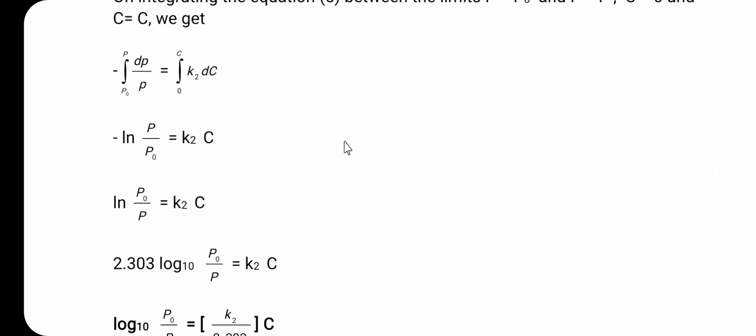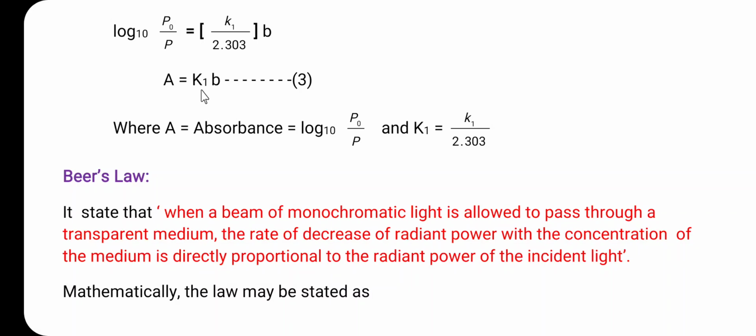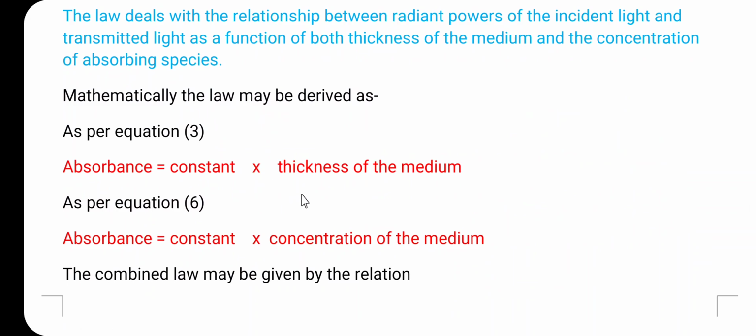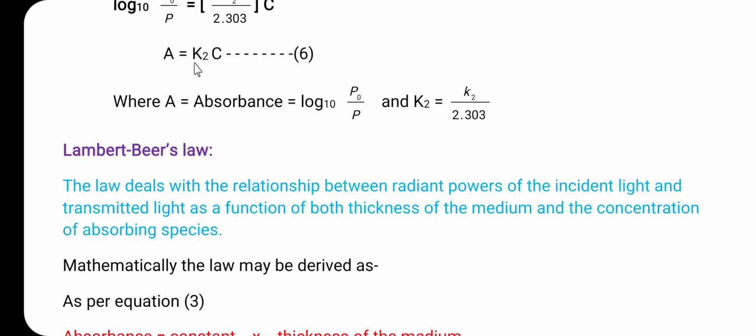So, what is equation number 3? As per equation number 3, capital A is equal to K1 into b. Here, as per equation 3, we can write absorbance is equal to a constant into the thickness of the medium. Then, as per equation 6, capital A is equal to K2 into C, that is, absorbance is equal to a constant into concentration.